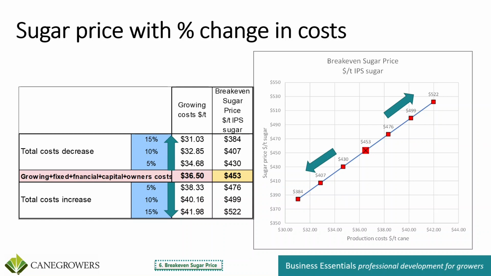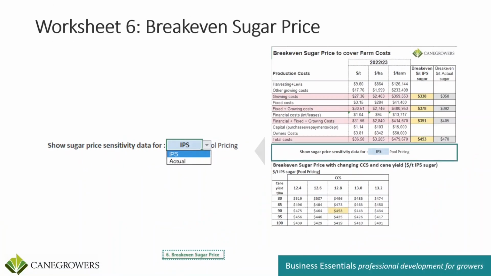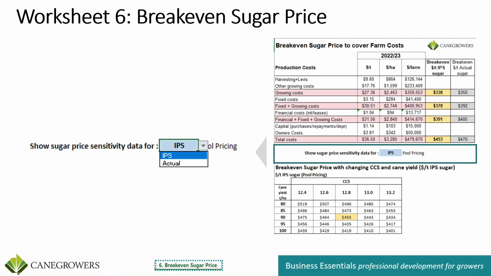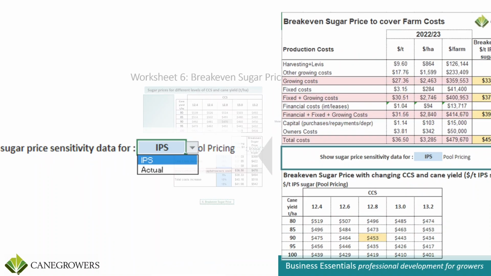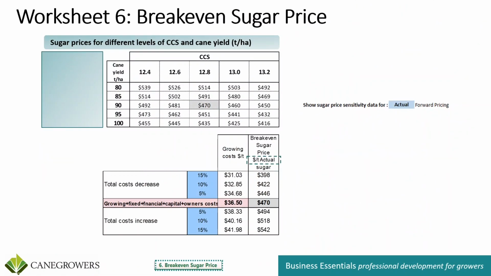Another feature on this worksheet is an option to toggle between IPS and actual prices, which will display the sensitivity table in terms of either price. In other words, the pool price or futures prices as the basis. Here you can see the same tables with the actual sugar price displayed along with a note showing that this is for forward pricing comparisons in this case.